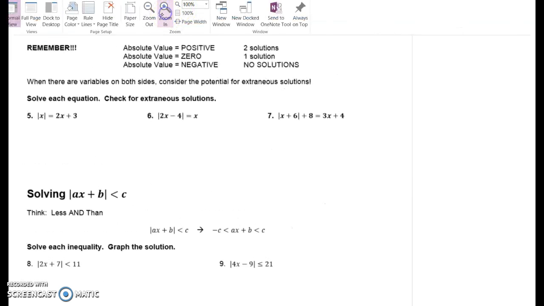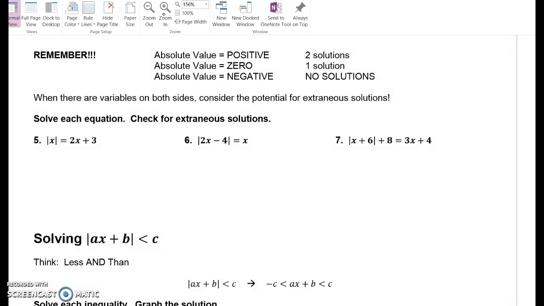At the top of the page, there's a little reminder. If you have absolute value equals a positive number, that means you're going to have the potential for two solutions. If you had absolute value equals 0, where on the number line are you 0 units away from 0? At 0. There aren't two possible places, there's just 0. So that type of problem, you would have one solution. If you have absolute value equals a negative number, that isn't possible, so there's no solutions.